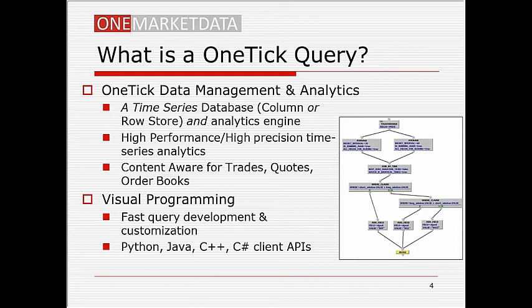Through the variety of OneTick APIs in Python, C#, Java, and C++, queries can be executed and results consumed and processed. The OneTick architecture allows for databases to be spread across multiple physical machines, and queries are easily parallelized for distributed computation. And because of this internal architecture, the integration with Hadoop is a very natural extension.